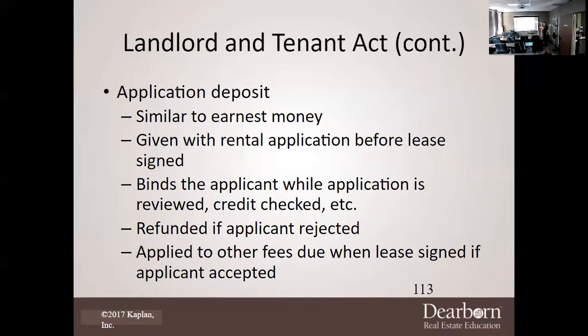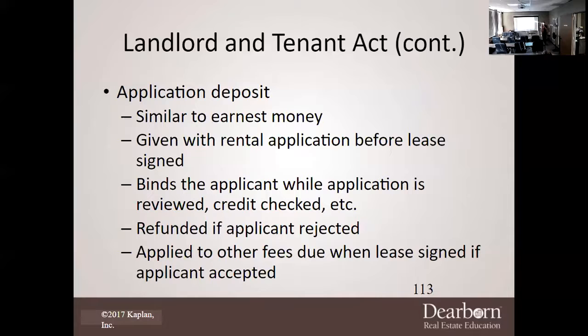Again, the application deposit is going to be similar to the earnest money. It's given with the rental application before the lease is signed. It binds the applicant, and the application is reviewed, credit checked, etc. And if the application is rejected, then they refund that money back to them. But they never refund the credit check application fee, ever.